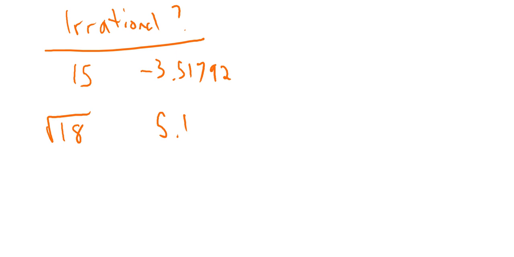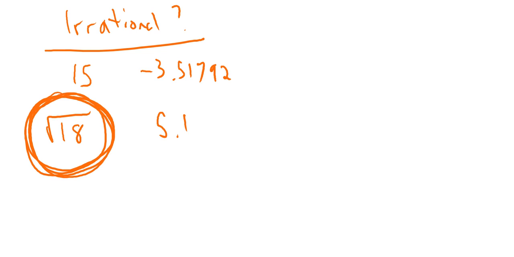You know, I can see where kids would think, okay, well, 15 is not a perfect square, and negative 3.500, it's going to be B, or this one right here, negative 3.51792. If you see the square root of a non-perfect square, your answer is that every time. Those other questions are up there to throw you off. The square root of 18 is the whole reason why we're talking about this right now.